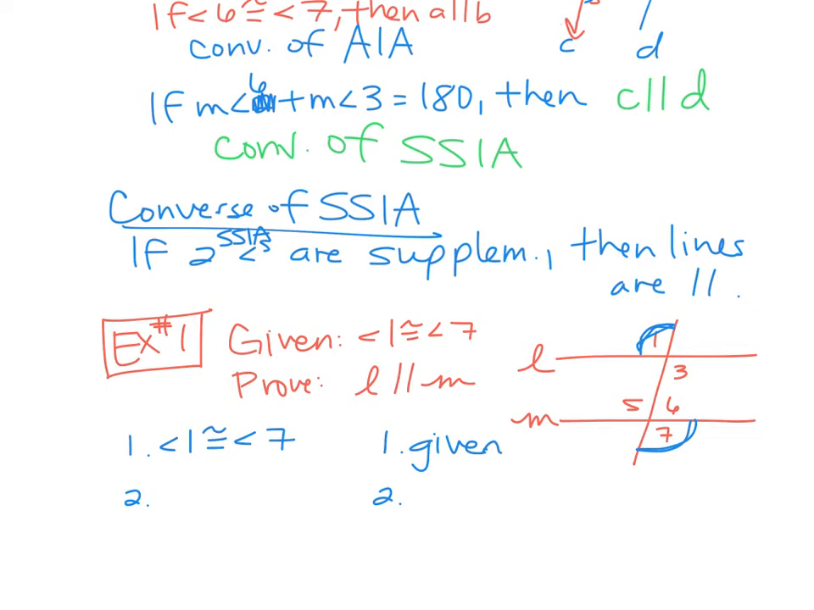It's vertical to angle 1, which makes it corresponding to angle 7, which makes angle 3 and angle 7 equal. And that's your proof right there.